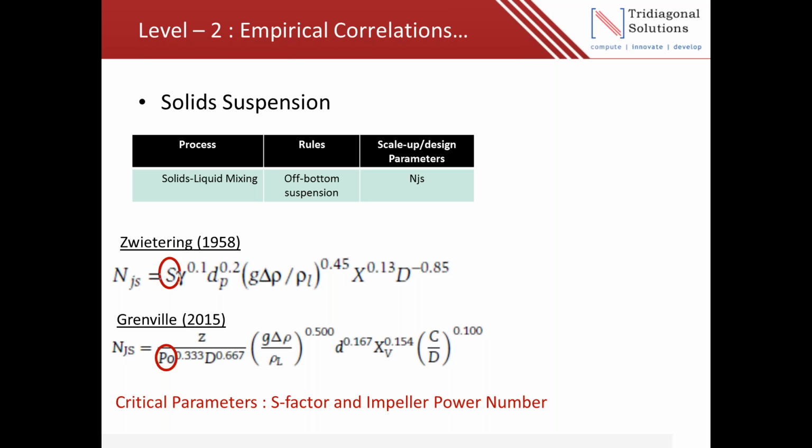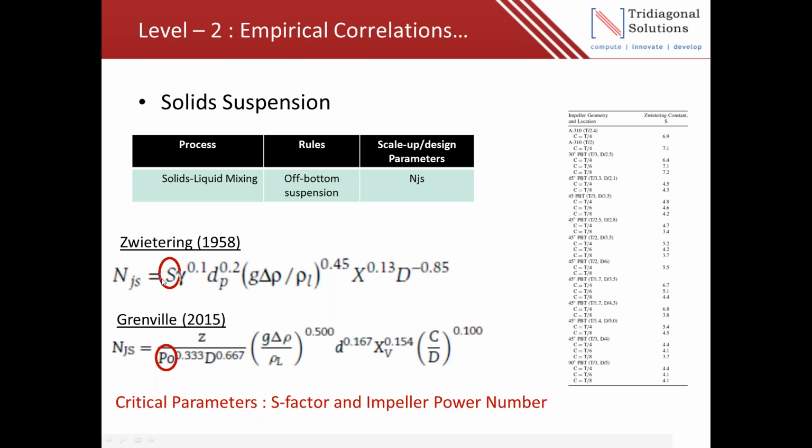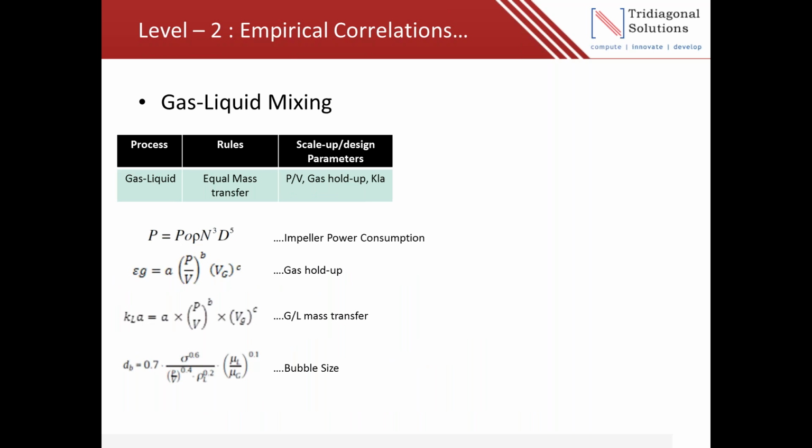If we look at these two correlations, we see that in the Zwietering correlation, the S factor is a critical parameter which decides how we calculate the N_JS, the just-suspended speed, for our vessel. And in the Grenville correlation, we again look at power number as a critical parameter. The S factors are different for different impellers. So again, a good estimation of this S factor or the impeller power number is very critical to get appropriate predictions for the critical impeller speed for a given application.